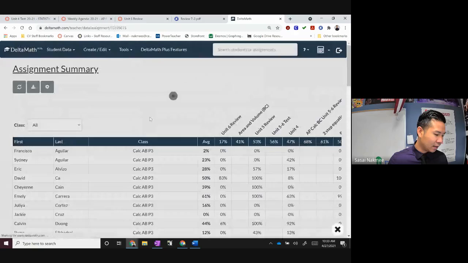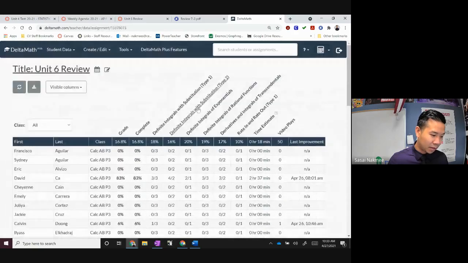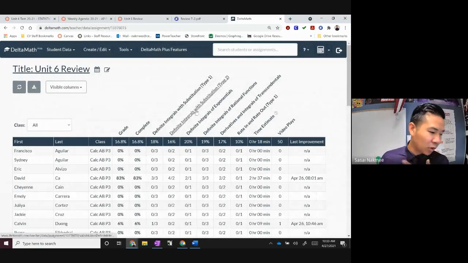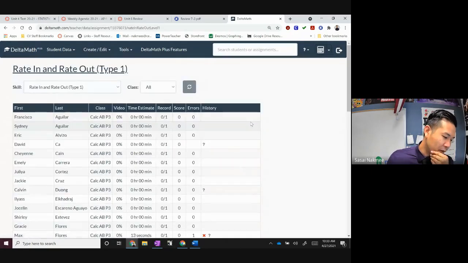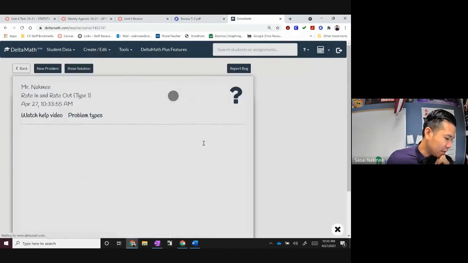The second thing is, again, I'm sorry for putting you guys all on blast here. The type 2 one is the one that we're usually doing. And then the rest of them I think are okay. The rate in, rate out problem might be a little bit more troublesome for some of you. Oh, David, you already took a look at this problem. Let's take a look at David's problem here.